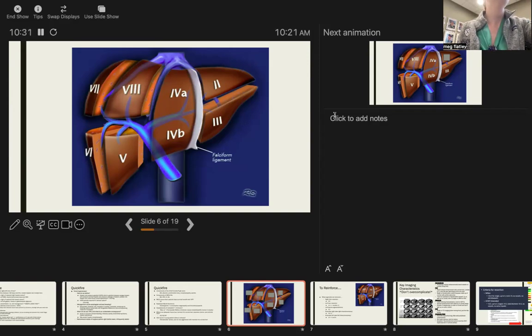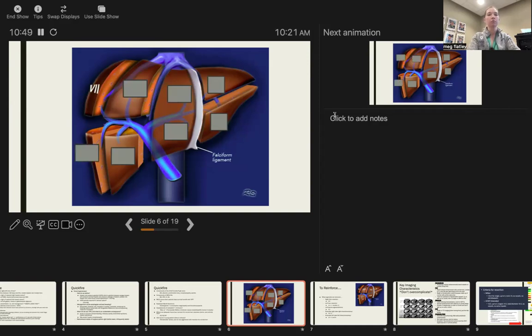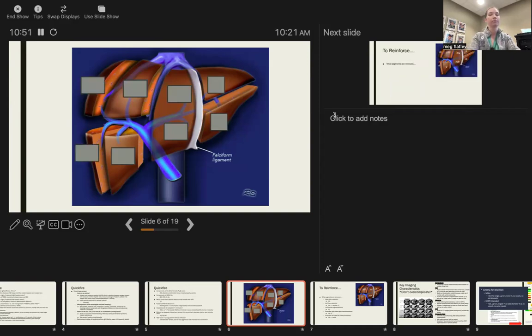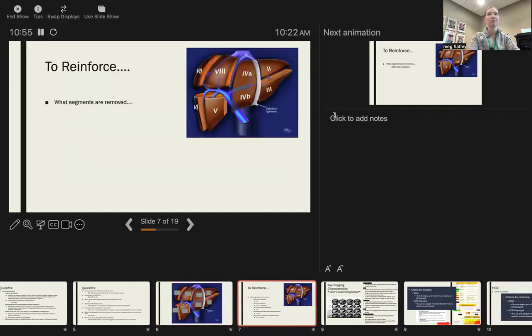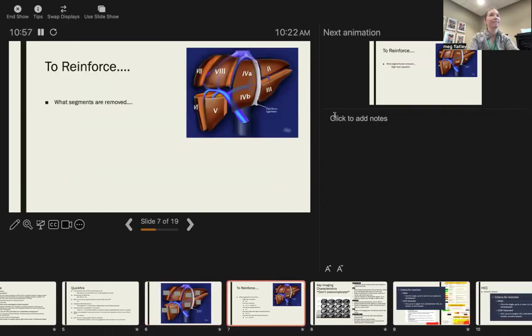See, but I don't understand how that helps you because you still have to know where all of the segments are. That's fair. Between the left and the right, the medial thing is actually 4A, 4B, that always has to do that. And then it's about the left medial or the left lateral.